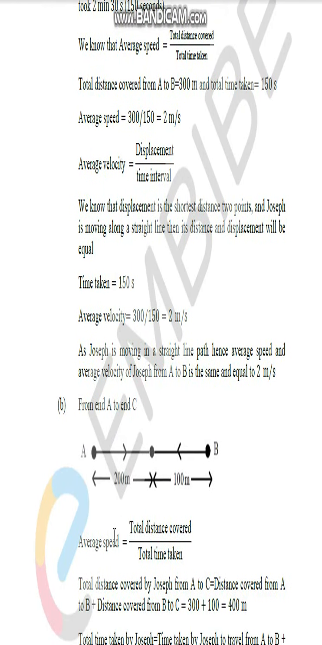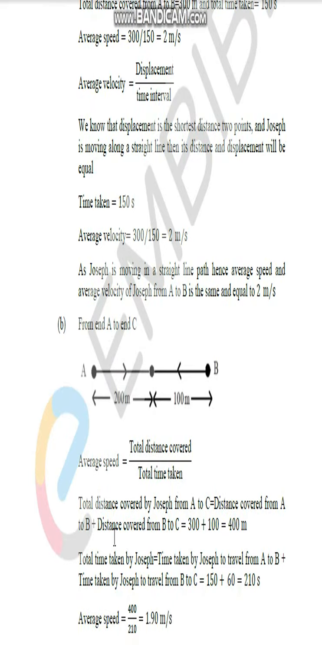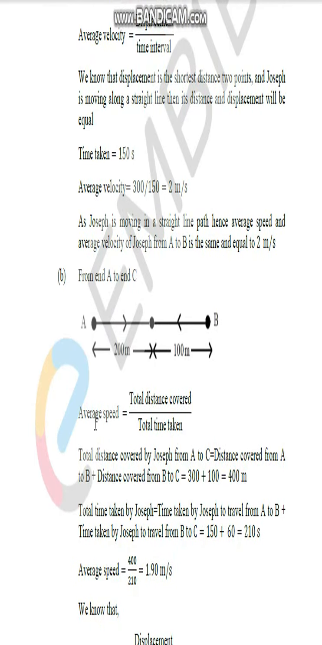Now I'll take part B. From A to C, you have to understand this diagram. It is point A, it is point B. Joseph travels from A to B, 300 meter, and when it returns back, it reaches point C. This point is C. A to B is 300 meter.